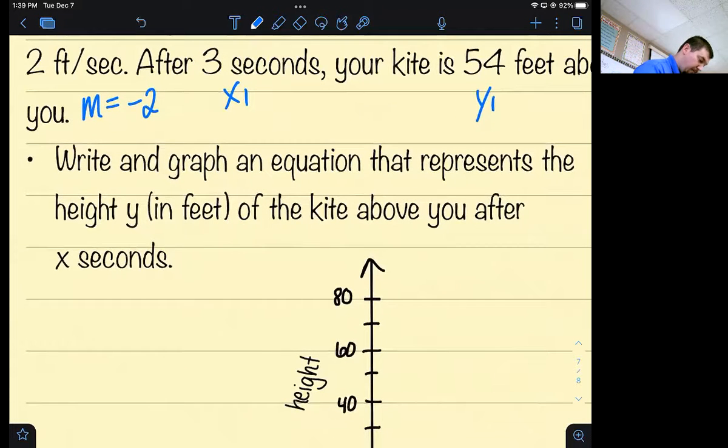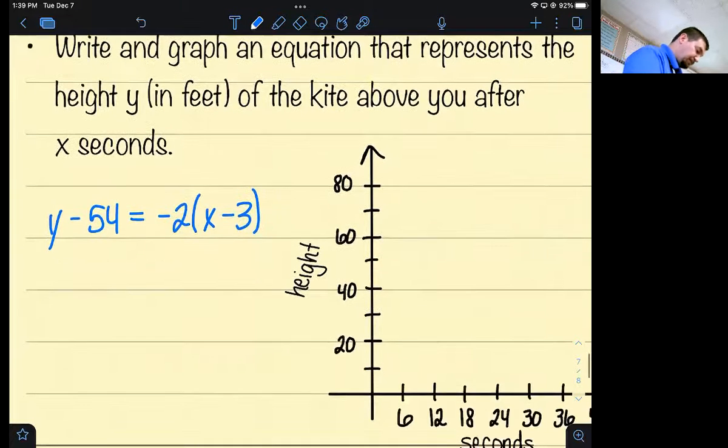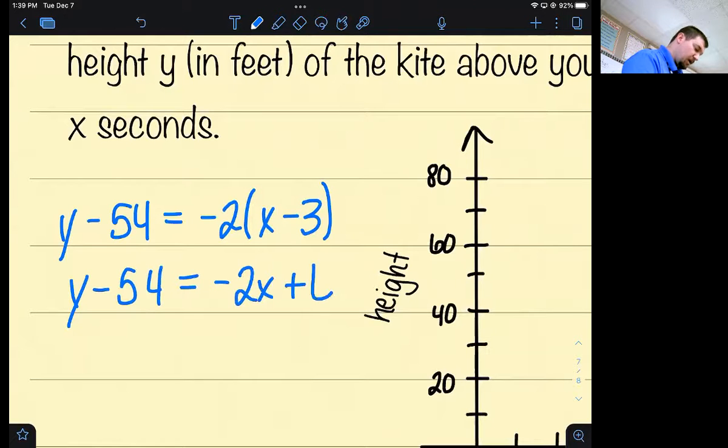Xander, go ahead. y minus 54 equals -2 in parentheses x minus 3. Got it. Who wants to write it in slope-intercept form? Lizzie, go ahead, one step at a time. So distribute the -2 to the x. What do you get? -2x plus 6. Plus 6, awesome. And then add the 54 to the 6, and you get 60.